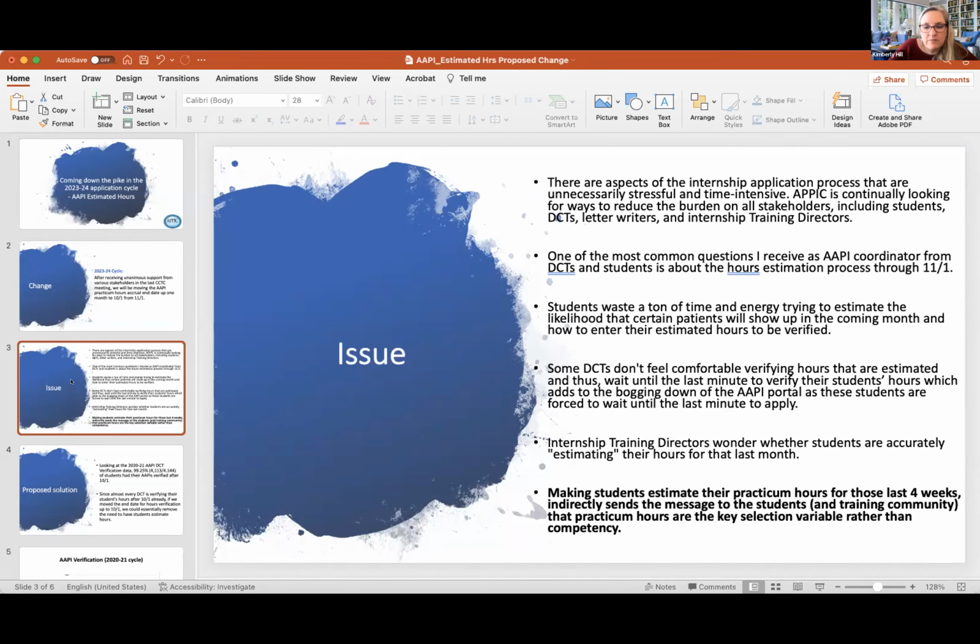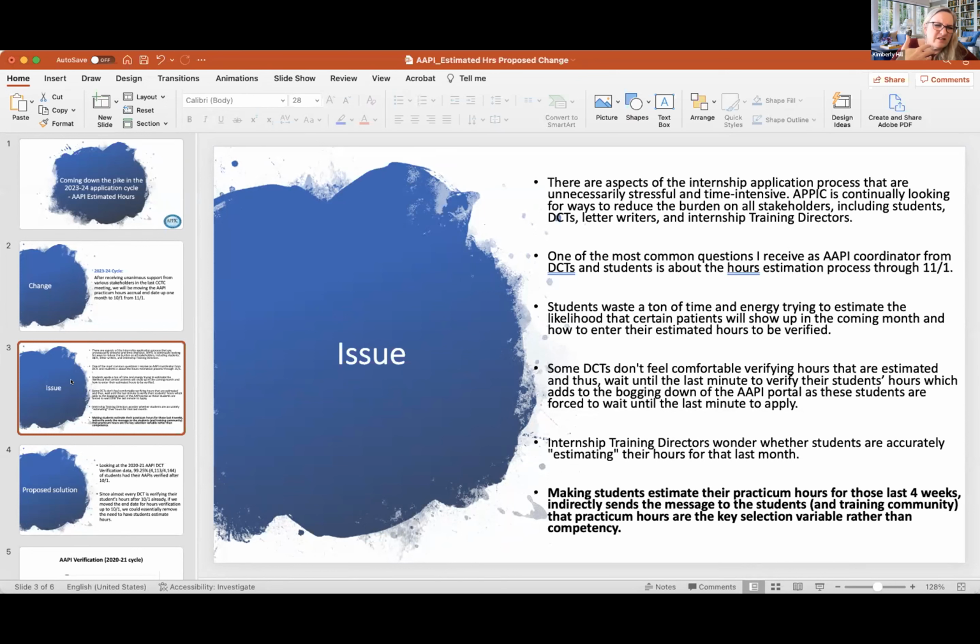Then some DCTs don't feel comfortable verifying their students' estimated hours. So they wait until the very last minute to verify, which adds to the bogging down of the APPIC portal when the students are forced to wait until last minute to apply. And then from the internship training director perspective, they're always wondering, are those last month of estimated hours even accurate?